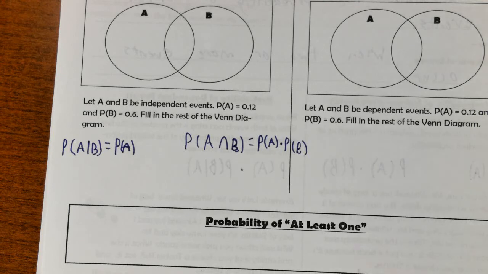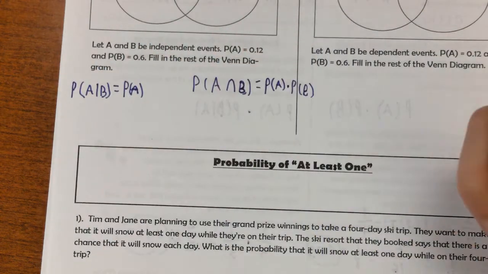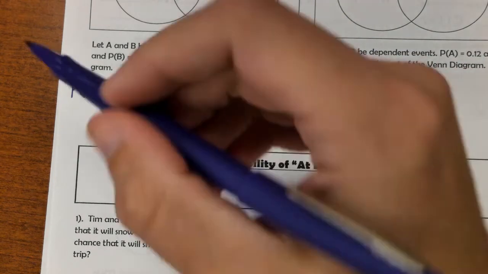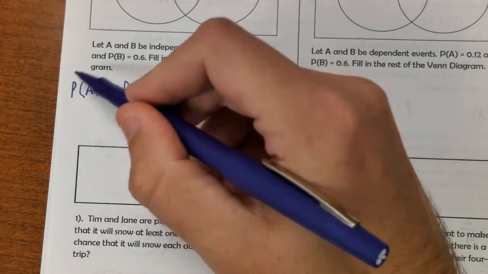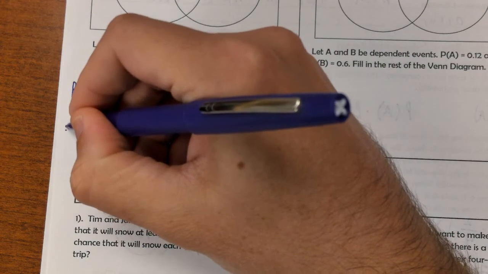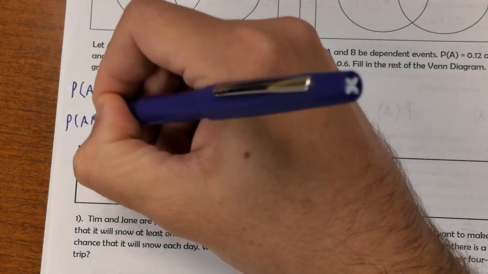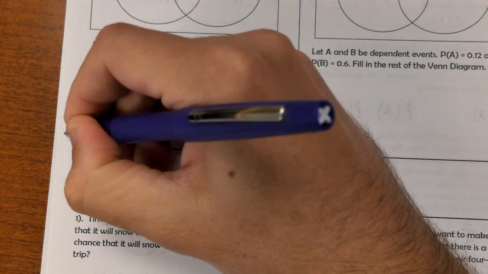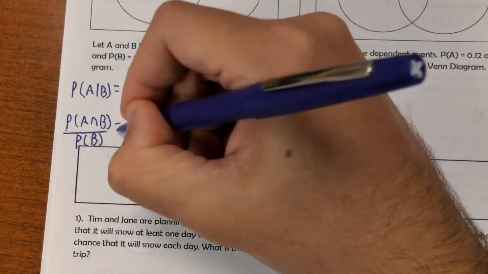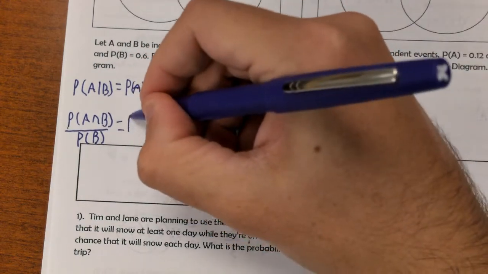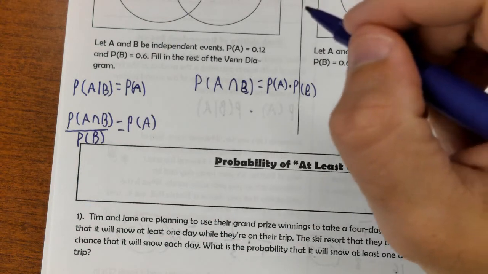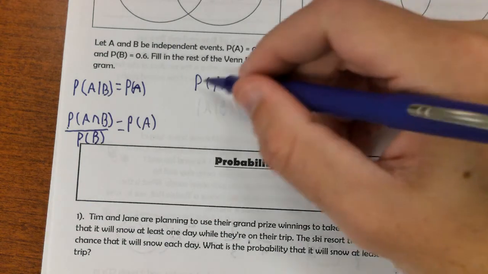Okay, so if you're not there yet, pause it. If you're still thinking through, pause it. If not, here's how we work through it. So using our formula sheet, we know that the probability of A given B is the probability of A and B over the probability of B, and we know that that must be equal to the probability of A if we have independent events. See if you can see the next step to prove this now.